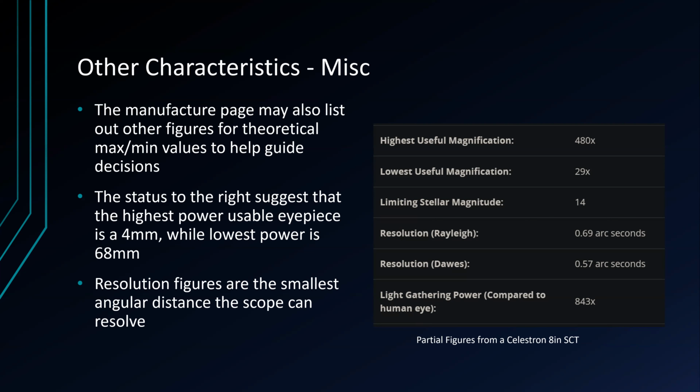This will probably matter more if I'm using something like a Newtonian or a refractor, which generally have lower magnifications because of the optic designs. So if I'm shopping for a Newtonian and it reports a focal length of 1,000 millimeters and a highest useful magnification of 250, that tells me my shortest focal length eyepiece that I can use, which would give me my highest level of magnification, is a 2.5 millimeter eyepiece. Eyepieces are confusing in that way. It's just some math you have to work out.